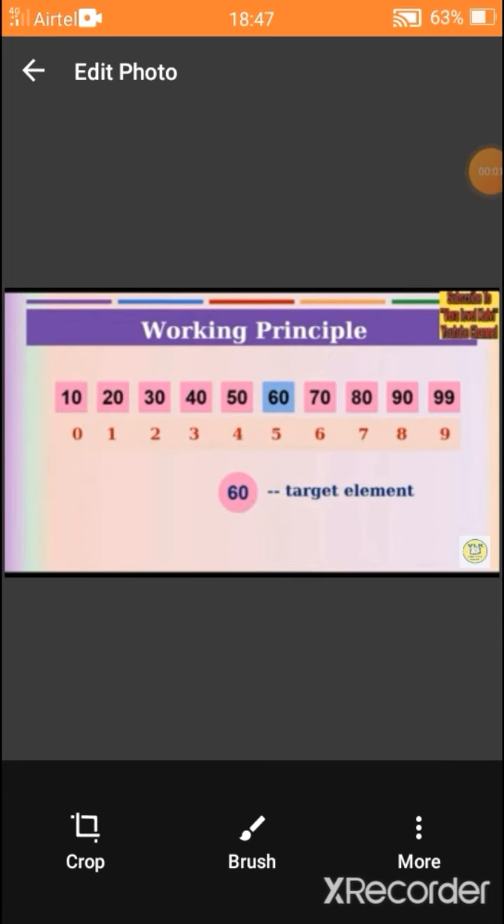This is the example for binary search. There are 10, 20, 30, 40, 50, 60, 70, 80, 90, 99. So these values are stored in a list. Now we are going to search the value 60. So it is our target element. Let's see the working principle of binary search.